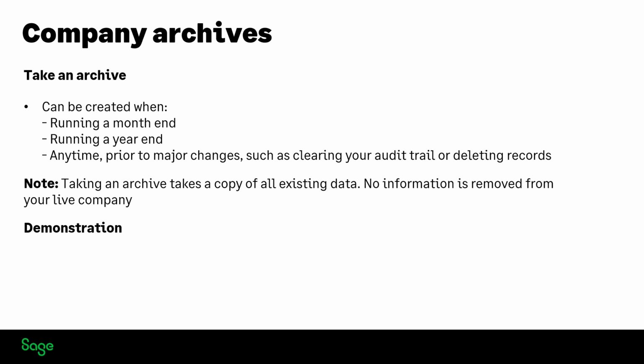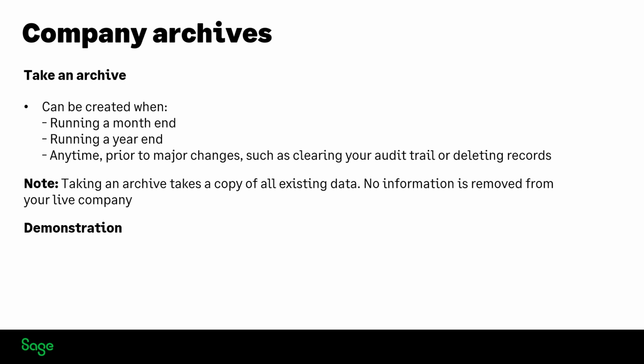Now, it's worth noting as well, and you'll see this in the demonstration, that when you take an archive, a lot of people think it's going to remove information, and it doesn't. The archive is taking a copy of your information. So no changes are made to your live company at that point. It doesn't get rid of all the transactions. We'll come back to that one a little bit later on when we talk about things like Clear Audit Trail. It doesn't remove all records or anything. It literally is just taking a copy of your information as it stands.